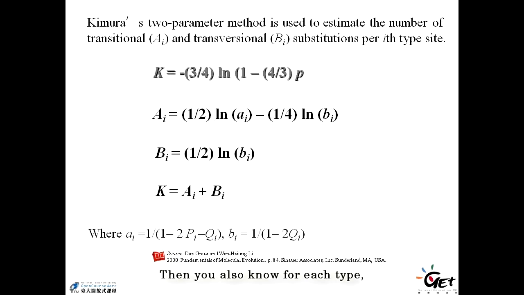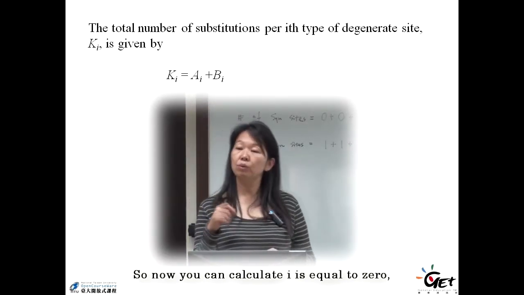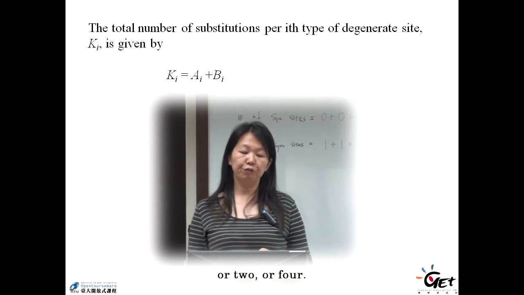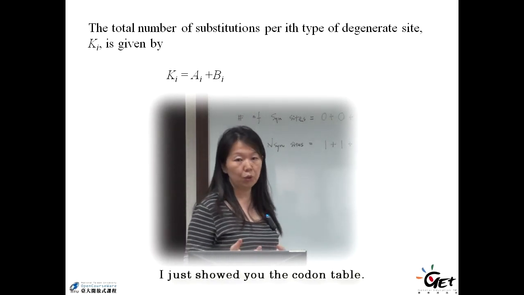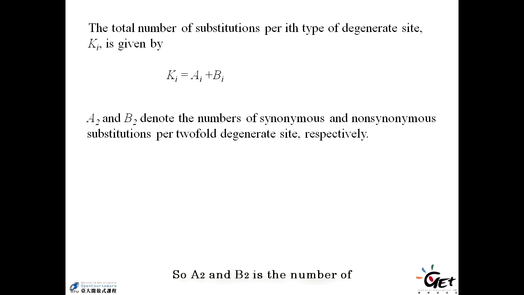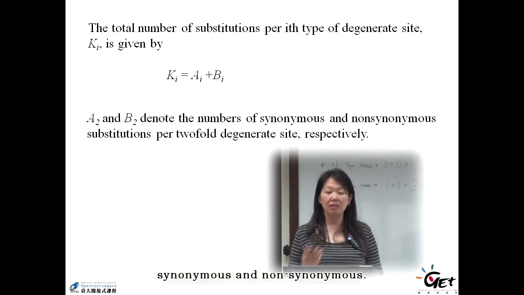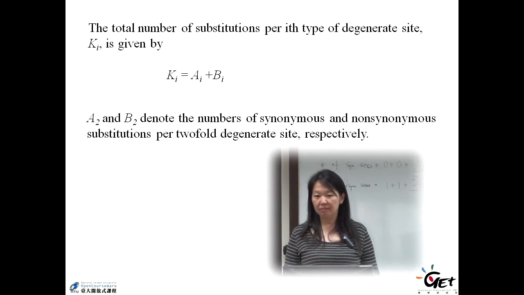Then you also know, for each type, the proportion of transitions and transversions. That's something you have to put into the model. So now you can calculate I equal to 0, 2, or 4. Actually, the 2 is the most important one. I just showed you the codon table. So A2 and B2 are the numbers of synonymous and non-synonymous changes, right?